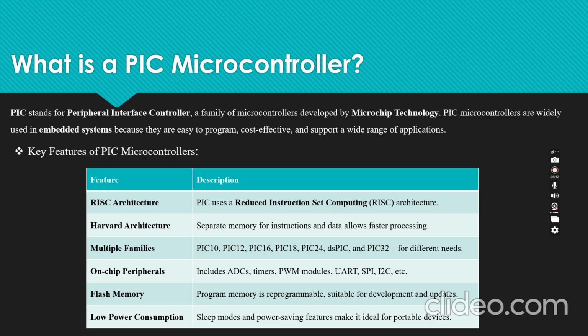PIC uses reduced instruction set computing, RISC architecture, and Harvard architecture. This has separate memory for instruction and data, which allows faster processing. That means these things make the program and the software easier. Multiple families: the PIC has multiple families.